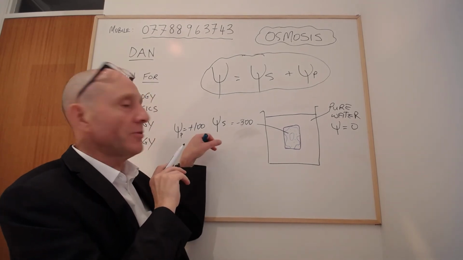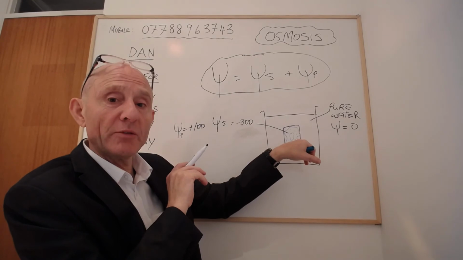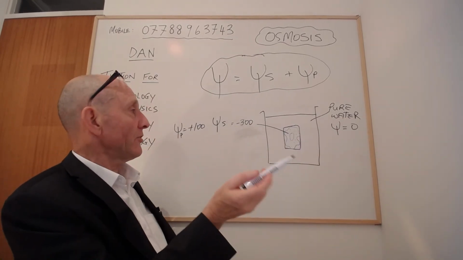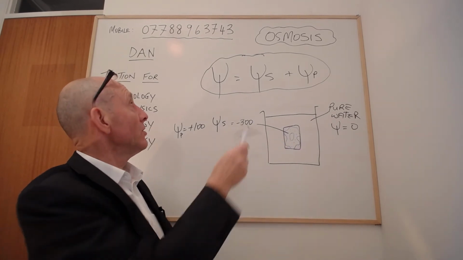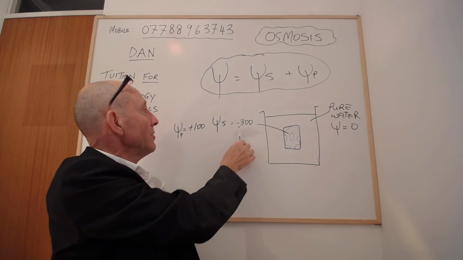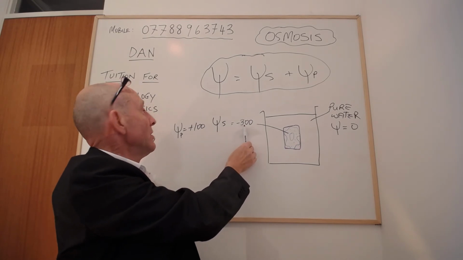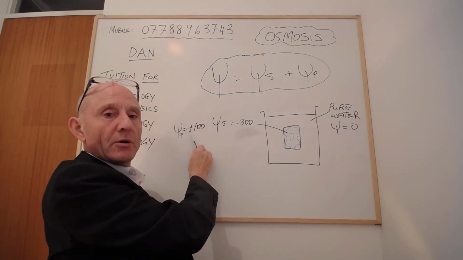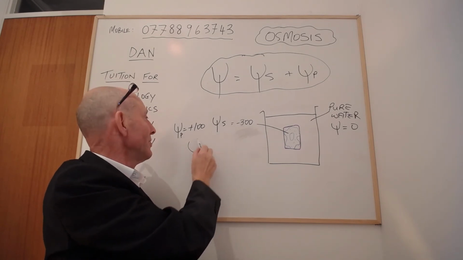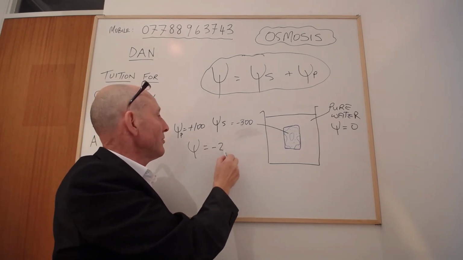Okay, so the pressure potential is plus 100, solute potential is minus 300. Okay, and why have we got a pressure potential now? Because the cytoplasm is expanded enough to push against the cell wall. So we've now got a pressure potential. So if I asked you now, what's the water potential of the cell? You would say, oh, it's equal to the solute potential plus the pressure potential, which is equal to minus 300 plus 100. Oh, that's minus 200.